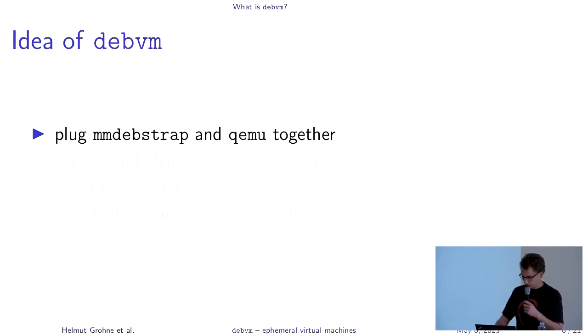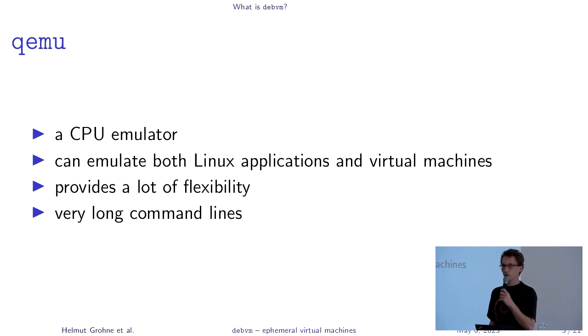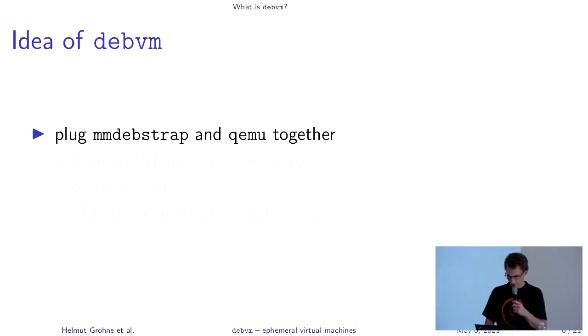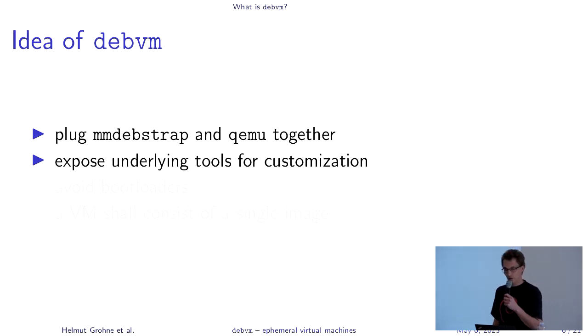The other is QEMU. Straw poll about QEMU? Good. You don't have to tell more. You all know it already. That was better than in Chemnitz. So the idea of debvm is plug these two together in a cool way. The second idea is expose the underlying tools for customization in as much as possible, which is why the respective debvm tools are actually wrappers, and you can pass your own mmdebstrap and QEMU options through them.